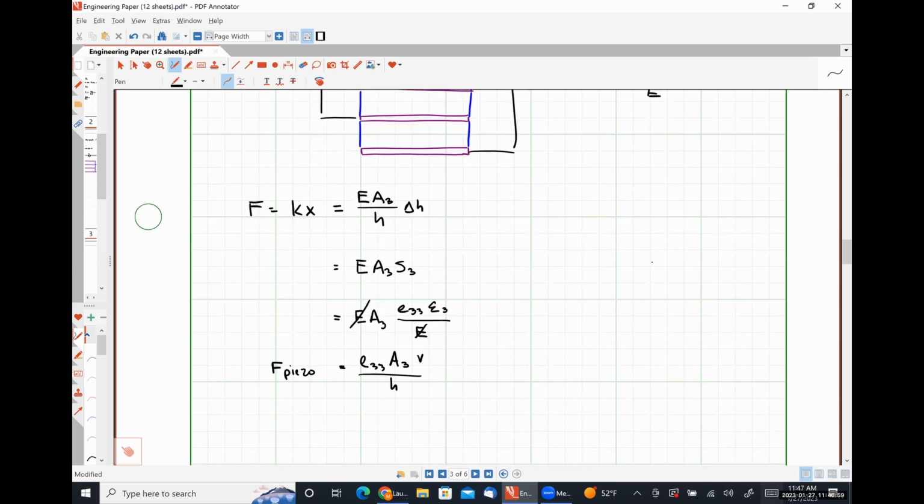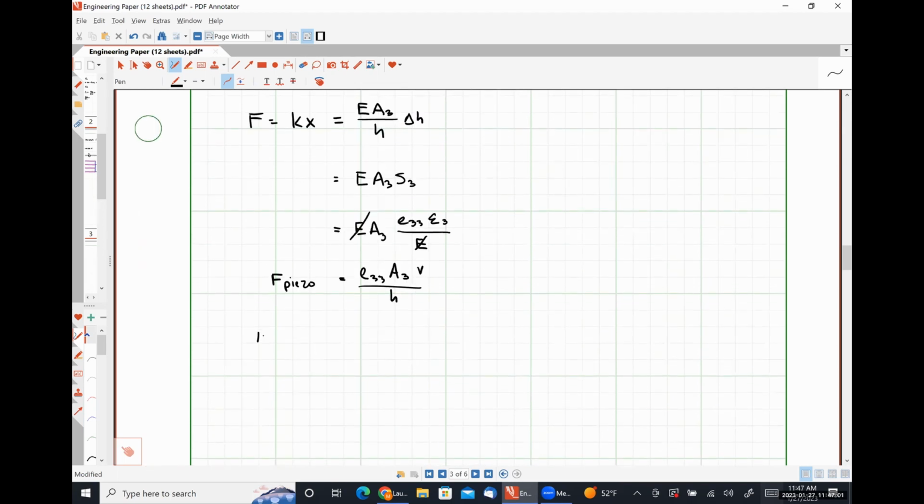So let's say that we're dealing with the exact same actuator we had a moment ago. It has an area of 16 millimeters squared and a height of 1 millimeter. What would the force be that we are generating by creating a displacement of 50 nanometers?